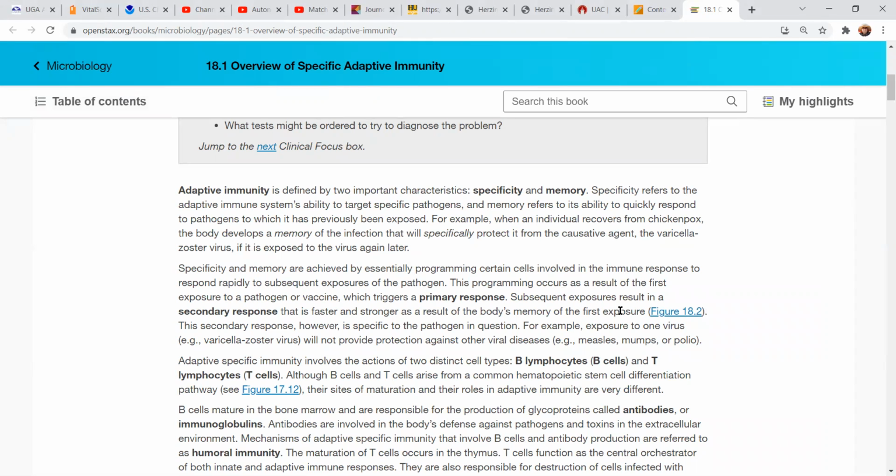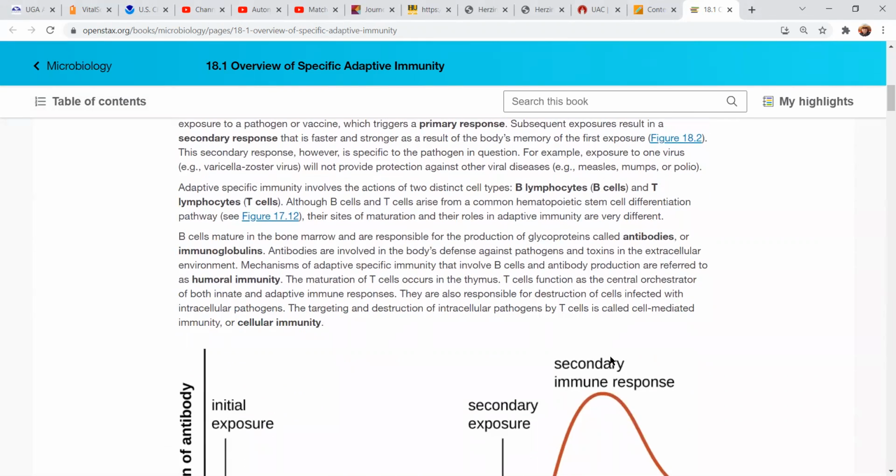We looked at a lot of different cells that were responsible for innate immunity, but when it comes to specific immunity, we're looking at our lymphocytes, specifically B lymphocytes or B cells and T lymphocytes or T cells. B cells and T cells arise from the same stem cell, but they take a different pathway to maturation, and so they behave differently. B cells mature in the bone marrow, and that's where their name comes from, and they are responsible for the production of antibodies, sometimes called immunoglobulins.